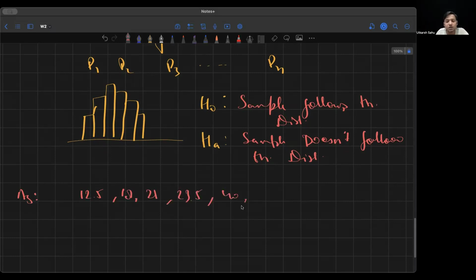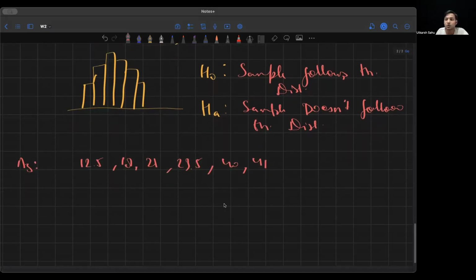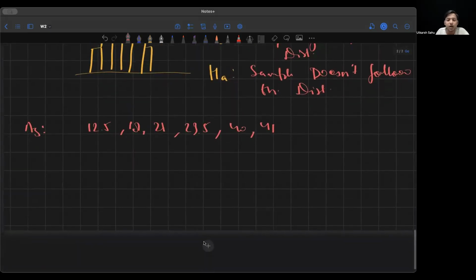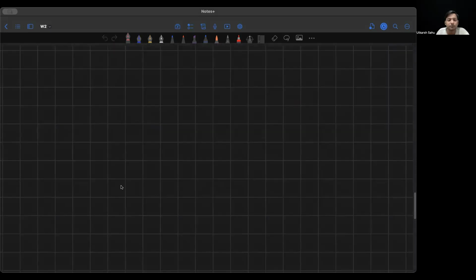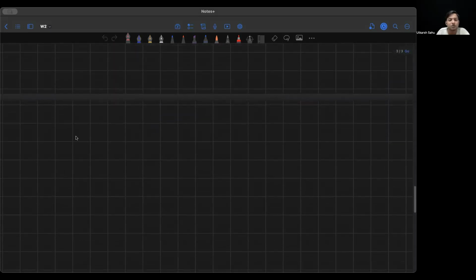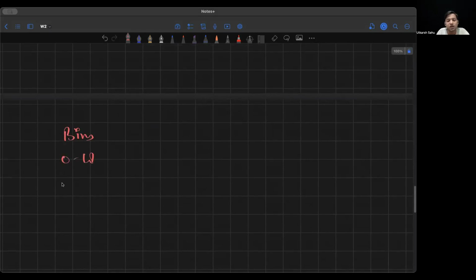Age can be 40, age can be 41. So how do I check whether this is following my normal distribution or not? The idea would be, I would write my bins. Let's say I'm going with 0 to 18. Then I will have 18 to 30. And then I will have 40 to 60. And probably another bin would be 60 onwards. So these are my bins.